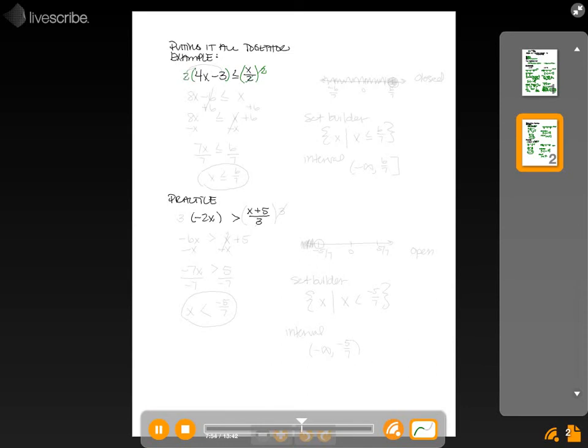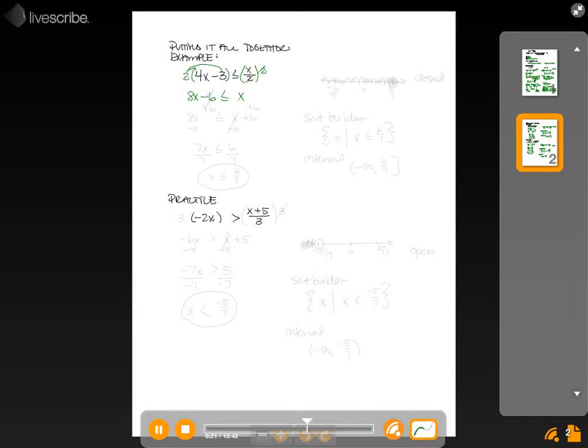Now on the left-hand side, we need to distribute. We can't just multiply it by the first number. It has to get multiplied to everything on the left-hand side. So 2 times 4x is 8x, and 2 times negative 3 is negative 6. Is less than or equal to. We don't need to switch the sign because we multiplied by a positive, not a negative. So the sign stays the same. And all that's left on the right-hand side is an x.